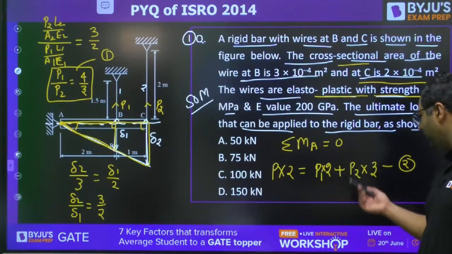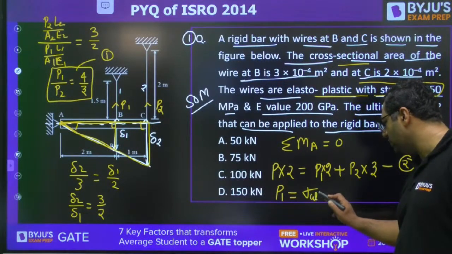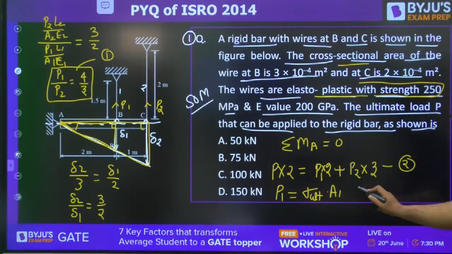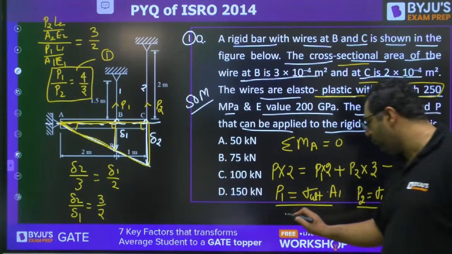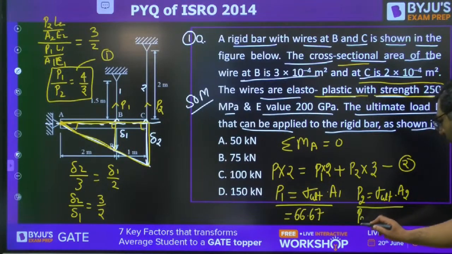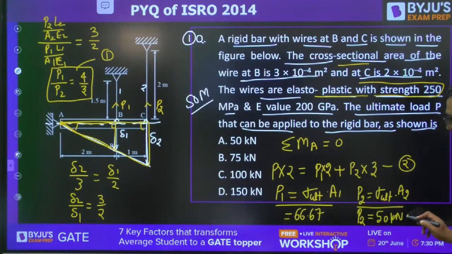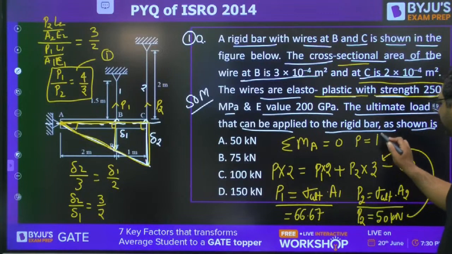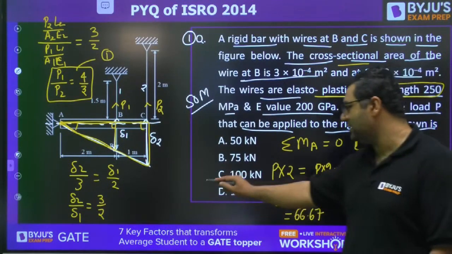So when we have this equation, you can write the strength for the first wire as, ultimate strength is mentioned to you, sigma ultimate into A1. Similarly, you can find P2 as sigma ultimate into A2. Then you will get the individual strength of P1 and P2. The strength of P1 will come out to be 66.67, and P2 will come out to be around 50 kilonewton. When you put these values here, you will get the value of P, and the P value will be 141.67. But this is the maximum value, and more than this value will cause fracture. So the answer will be 100 kilonewton.